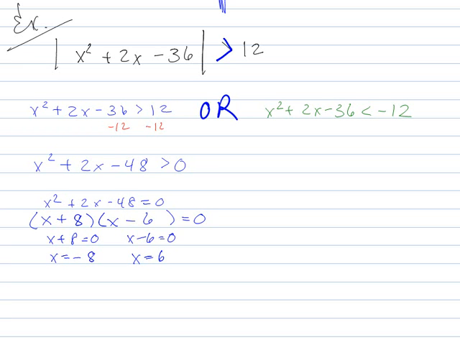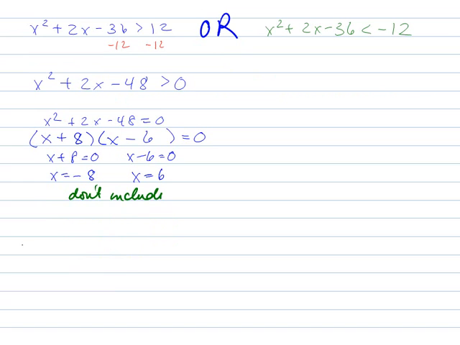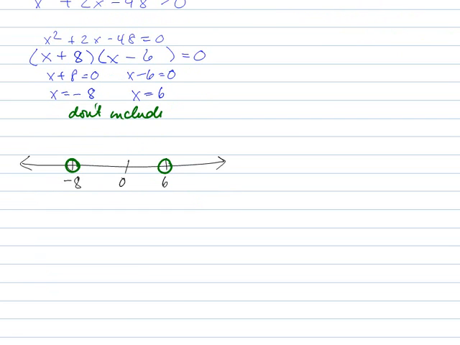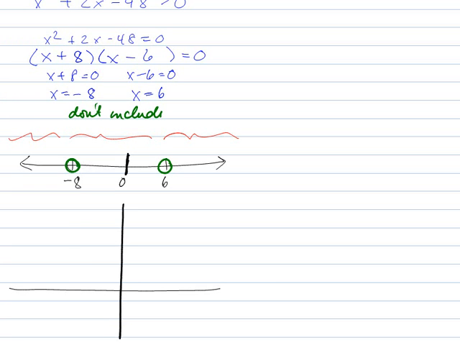On these, am I going to include them? No, I'm not going to include them, because it's a greater than sign, not an equal to sign. So I'm going to graph myself something funky. I've got a 6 and a negative 8. I'm going to have open circles on both. And I've got 3 sections: 1, 2, 3. So I'm going to draw my sections, and then more stuff, and then more stuff.